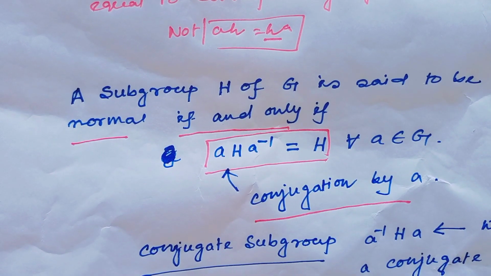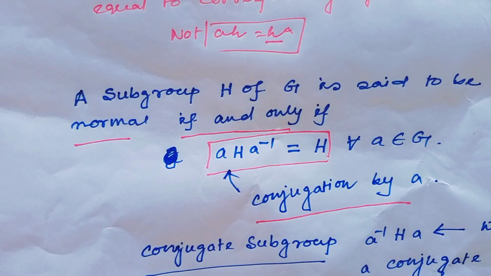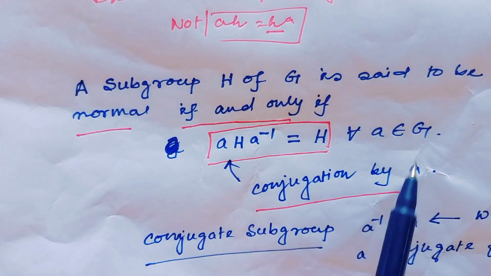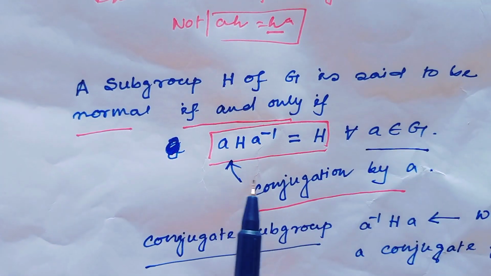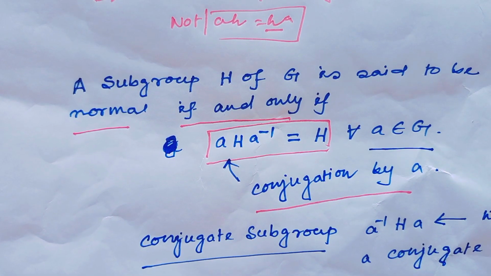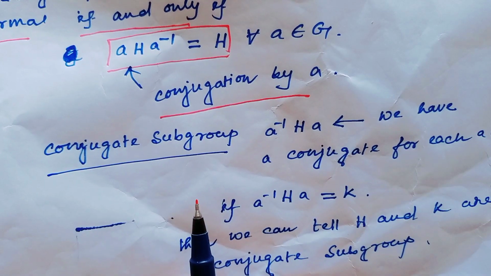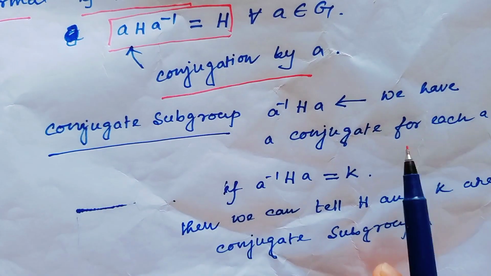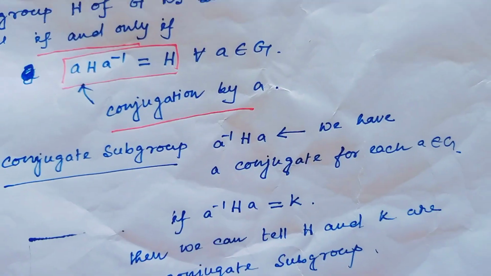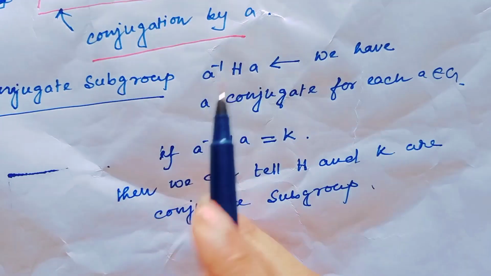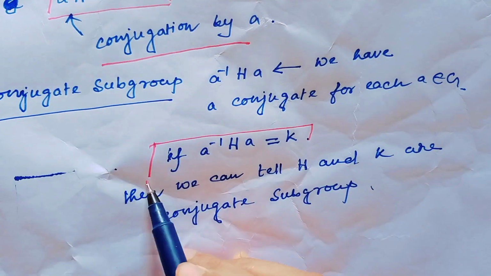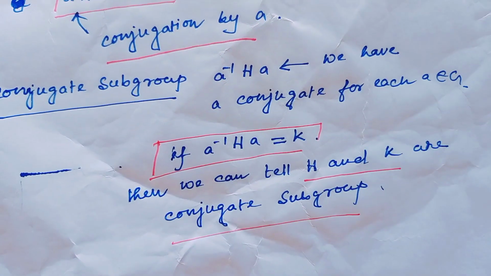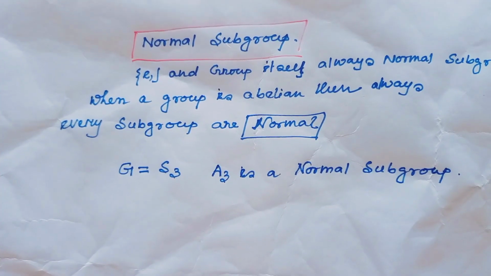A subgroup H of the group G is said to be normal if and only if aHa inverse is equal to H, and this is true for all a in G. And this means conjugation by the element a. We all know the idea of a conjugate subgroup. a inverse Ha, that means we have a conjugate for each a belonging to the group G. And if a inverse Ha is equal to K, then we can say H and K are both conjugate subgroups.